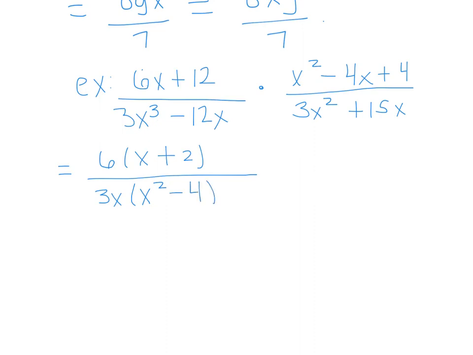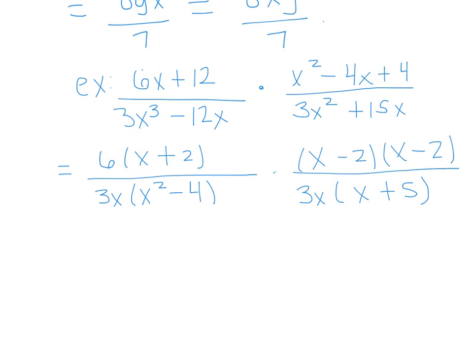In the other rational expression, the numerator is a quadratic with a leading coefficient of 1. So our linear factors are going to have x and x in the leading position. And the numbers that multiply to positive 4 and add to negative 4 are negative 2 and negative 2. So you're going to factor it like that. The denominator has a greatest common factor of 3x, leaving x plus 5.